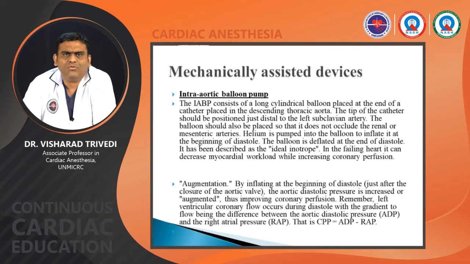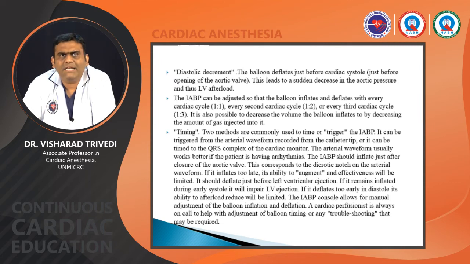IABP in itself is a very big topic, but I will highlight some of the salient features. IABP is mainly used by inflating during the diastole, and it will augment the diastolic pressure, and that's how it increases the coronary perfusion pressure. So it is mostly used in coronary artery disease patients after cardiac bypass. Augmentation is mainly triggered through two mechanisms: through the ECG, and through the arterial pressure waveform. The arterial pressure waveform has a dicrotic notch which indicates the start of diastole, and that's the point where the IABP starts inflating, and that's how it augments the blood pressure.